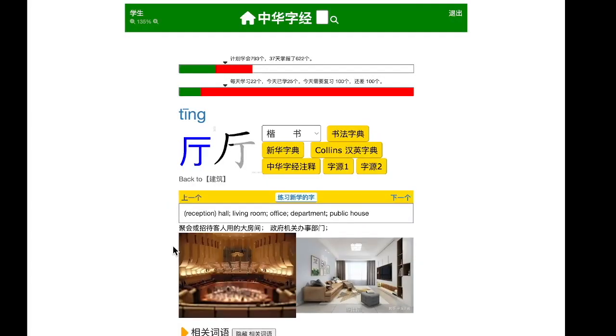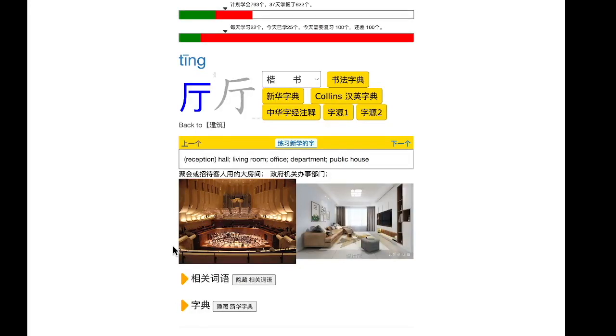厅 refers to a hall, especially a reception hall. It could be your living room. Normally we'd call this 客厅, or 客 for guests to sit. Be an office or department or public house. 厅. So here we've got a concert hall, here we've got a living room. We use 厅 for both of these.